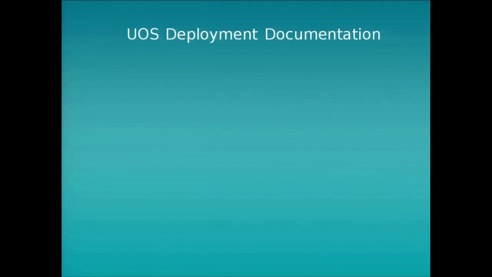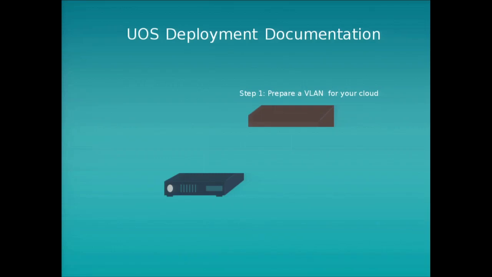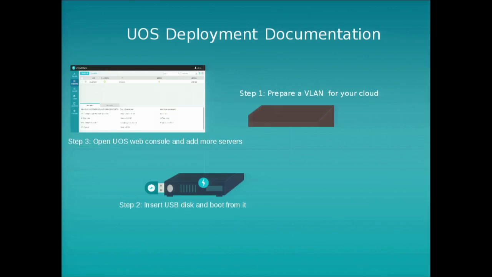The deployment of UOS is extremely easy. You do not have to read hundreds of pages before you can deploy your cloud OS. What you need is three steps. You just need to prepare a VLAN for your cloud and boot your server with your USB disk. The installer will install all the packages and the dependencies for you and configure for it. After that, you can log into the UOS web console. And at this point, you actually can already use the cloud.